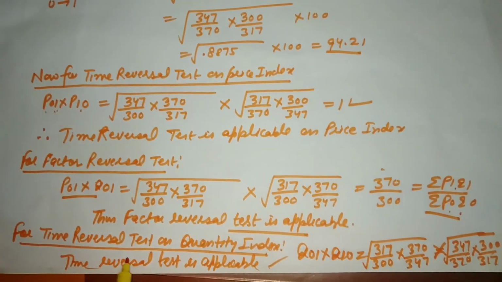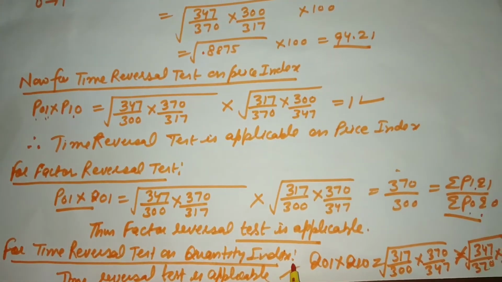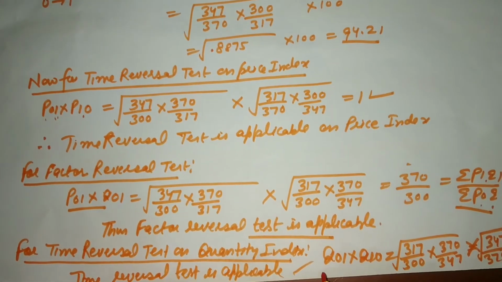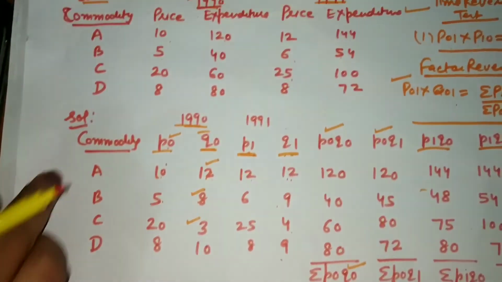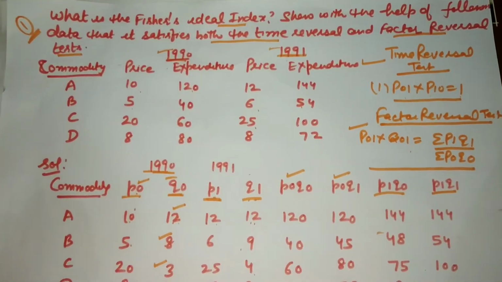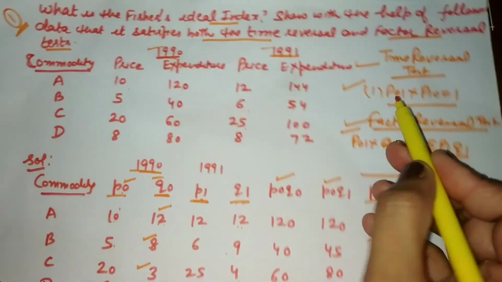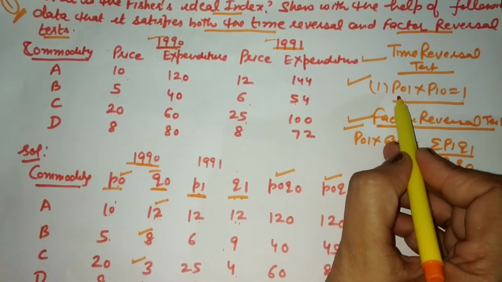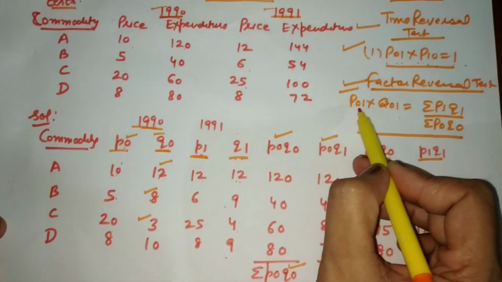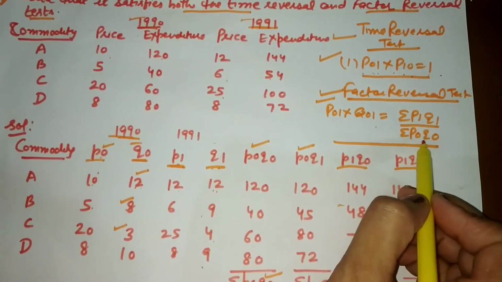Similarly, I can also calculate the time reversal test on the quantity index. What will happen in the quantity index? Just replacing P with Q and Q with P. So these are the conditions. This is the sum where we have calculated the Fisher ideal index, and we have also checked the two conditions, that is time reversal and factor reversal. For time reversal, we have to check P01 into P10 is equal to 1. And for factor reversal, we have to check P01 into Q01 is equal to sigma P1 Q1 over sigma P0 Q0.